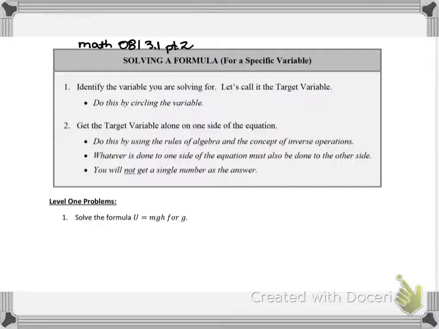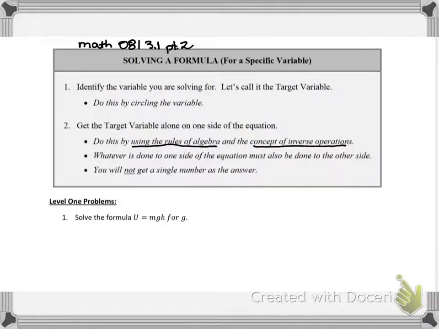In this part, we're going to start learning how to solve a formula for a specific variable. So what's going to happen is we're going to have an equation that has all variables in it, no numbers. And we're going to have to figure out how to use the rules of algebra and the concept of inverse operations to isolate the variable, okay?